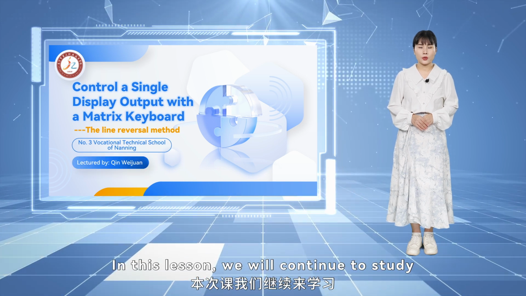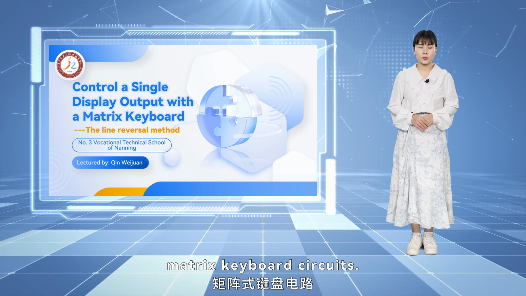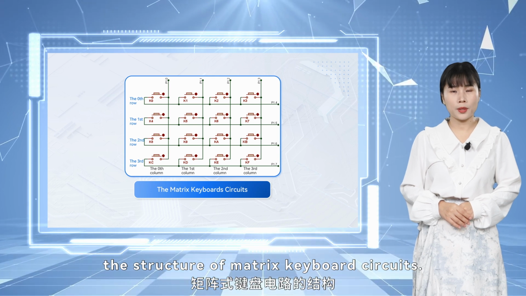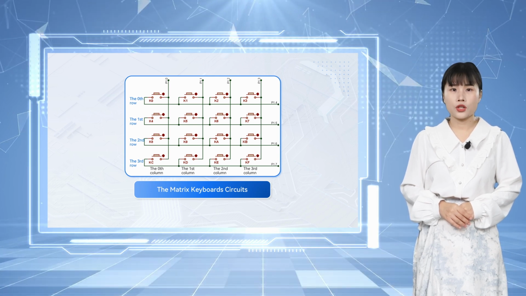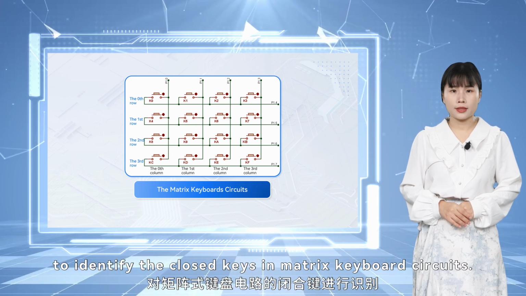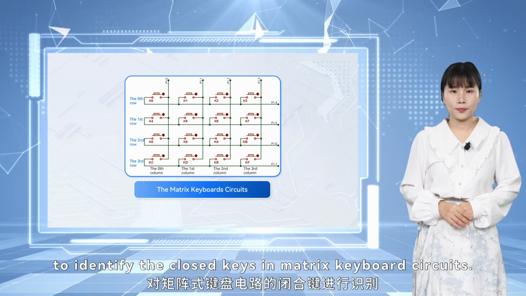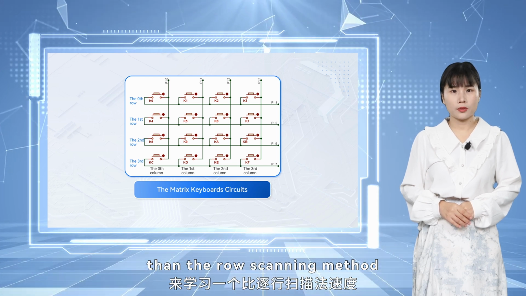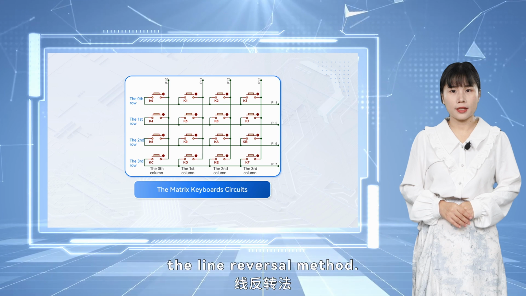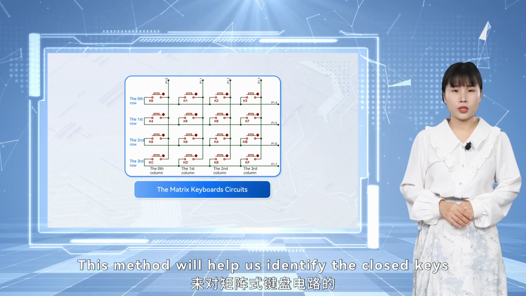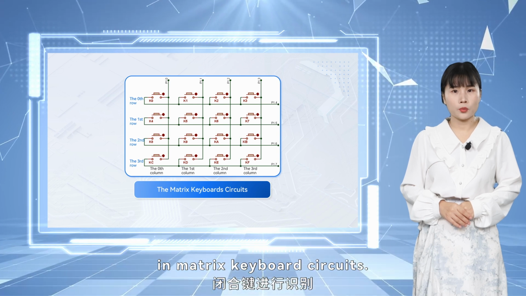In this lesson, we will continue to study matrix keyboard circuits. In the previous lesson, we learned about the structure of matrix keyboard circuits. We understood how to use the row scanning method to identify the closed keys in matrix keyboard circuits. Today, we will learn a faster method than the row scanning method through a specific task: the line reversal method. This method will help us identify the closed keys in matrix keyboard circuits.